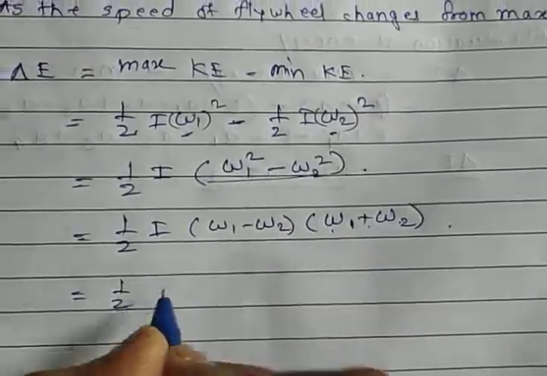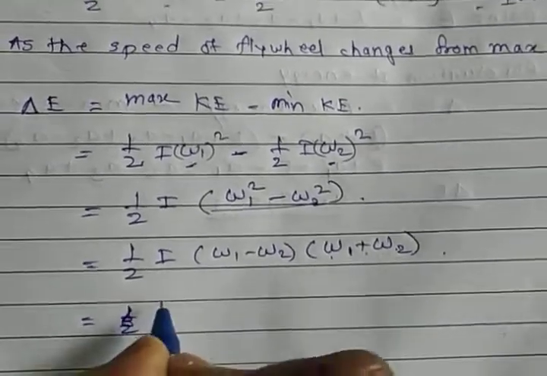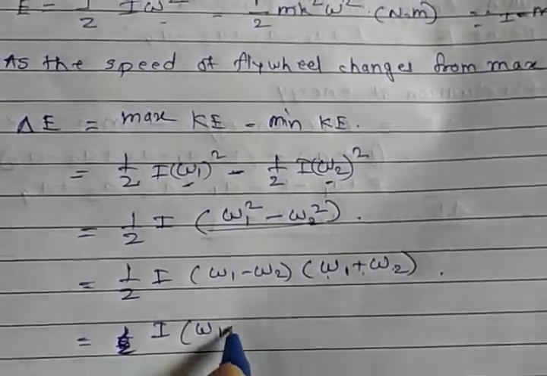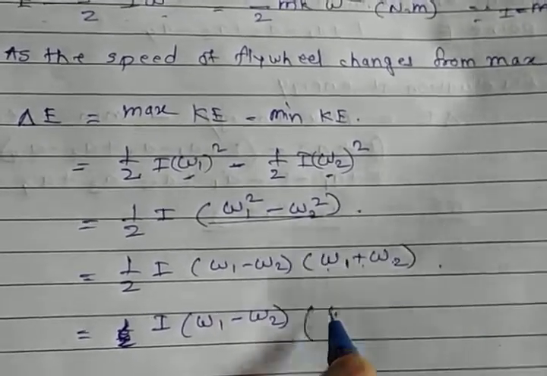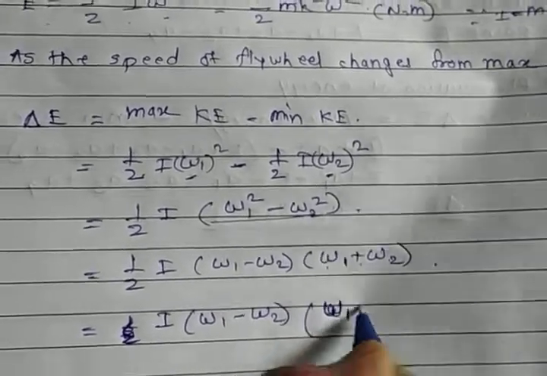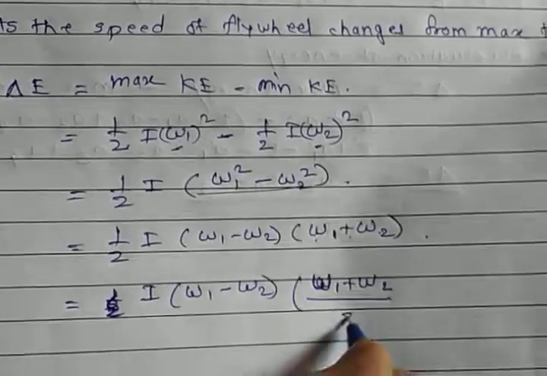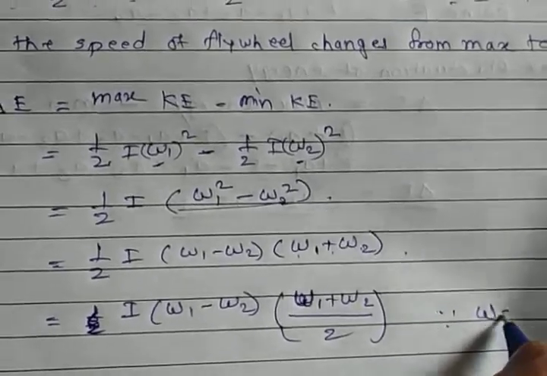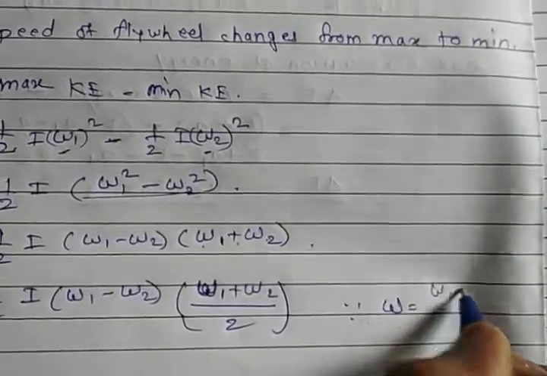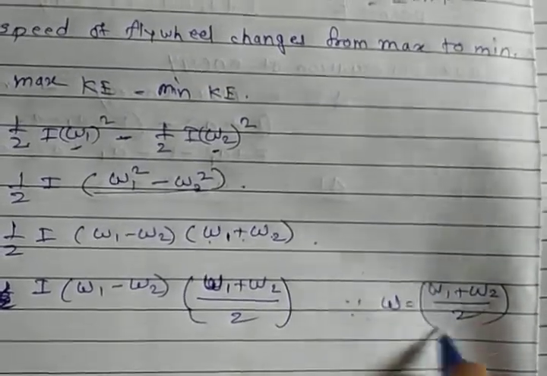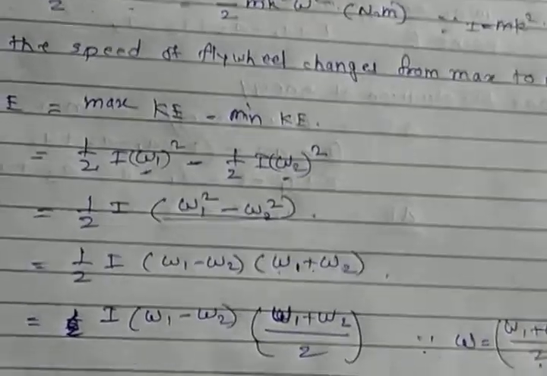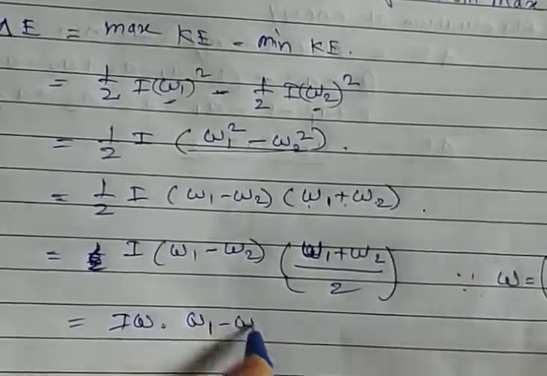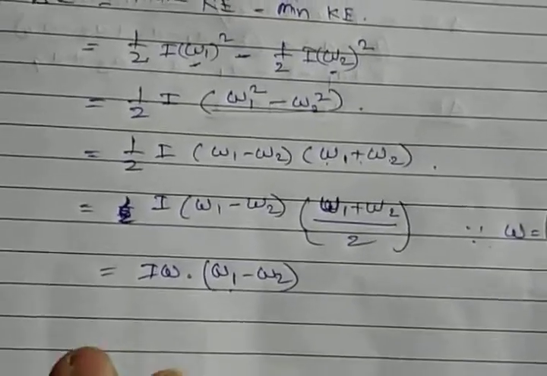So I will write: the half will go over there, I into omega 1 minus omega 2, multiplied by the second bracket, omega 1 plus omega 2 divided by 2. That is omega, equal to omega 1 plus omega 2 divided by 2. So this will become I omega into omega 1 minus omega 2.